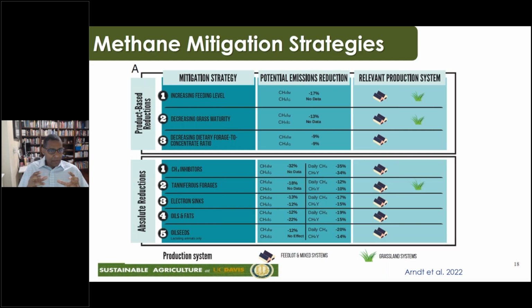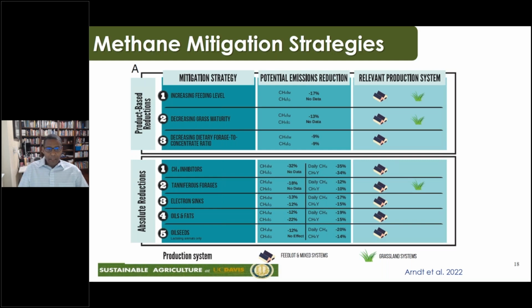We have to implement strategies to make sure that the way we are increasing productivity to meet this demand is much more sustainable than it has been before. We did some work, which was published last year, and we identified about 3 main strategies that are product-based or intensity-based. By intensity I mean emissions per kilogram of meat, emissions per kilogram of milk. And then we also identified about 5 absolute reductions.